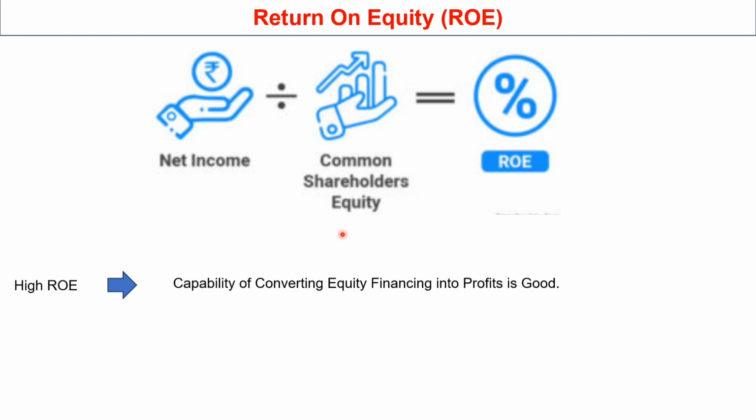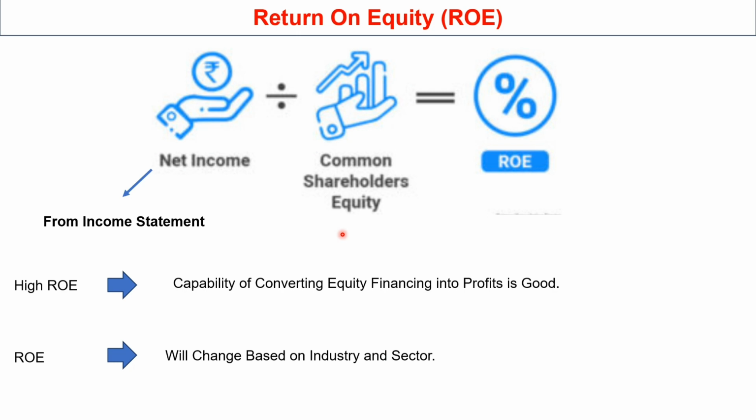And if a company is reporting high ROE, it means the company has more ability to convert its shareholders' equity financing into profits. Generally ROE will change depending on the industry and sector. This net income we generally obtain from the income statement, whereas this shareholders' equity we obtain from the balance sheet.